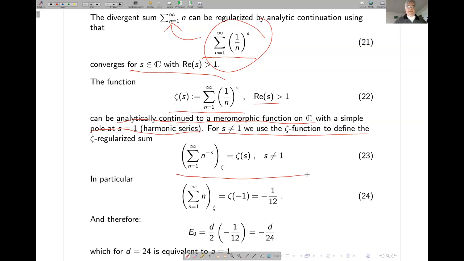And if we do this in particular for s equals -1, we have to evaluate zeta of -1, which gives -1 over 12. And by multiplying this with D over 2, we get -D over 24, which is, if you look back, equivalent to saying that the normal ordering constant a is equal to 1 if we put D equals 24, which is the value for the number of transverse dimensions that we get from imposing Lorentz covariance.